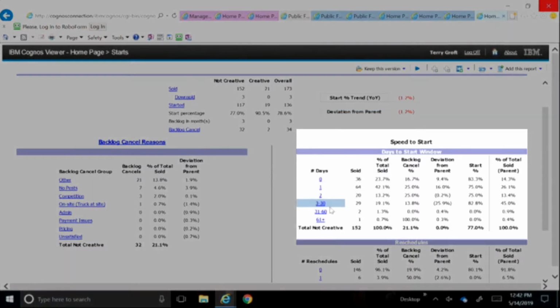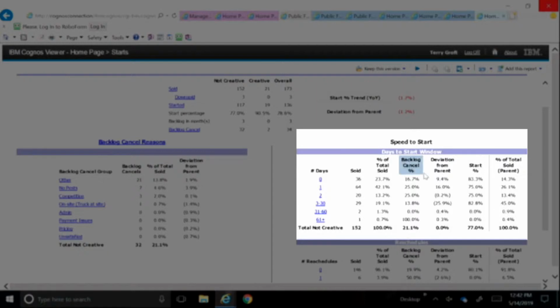That's not that helpful. But if I look over here at speed of start, I do know that the faster I start business, typically you'll see the higher the start percentage. Now at a branch level in a particular month, this may not be true. Like you can see, it would look like if you wait 3 to 30 days, then your start percentage actually goes back up again. I don't think that's actually true. I think it's just an anomaly because you're talking about a relatively small number of sales that qualify for that. When you review this report at the division or company level, the more days it takes you to get business started, the lower your start percentage is.